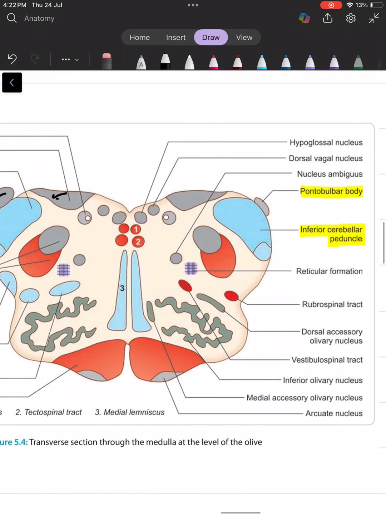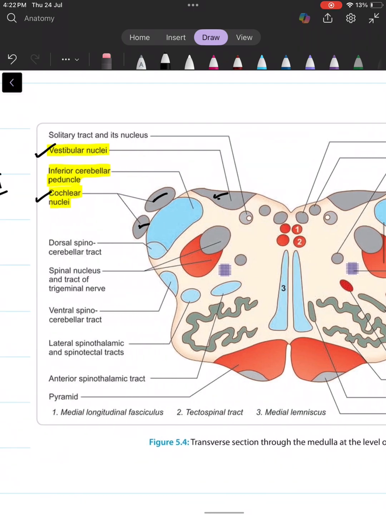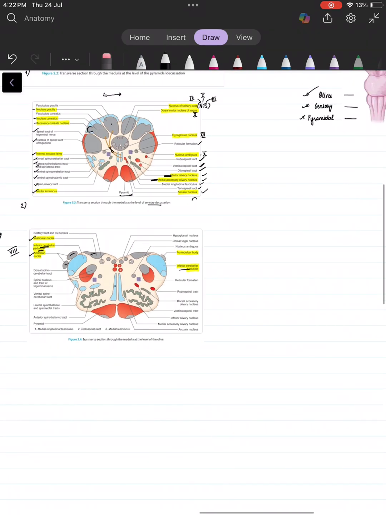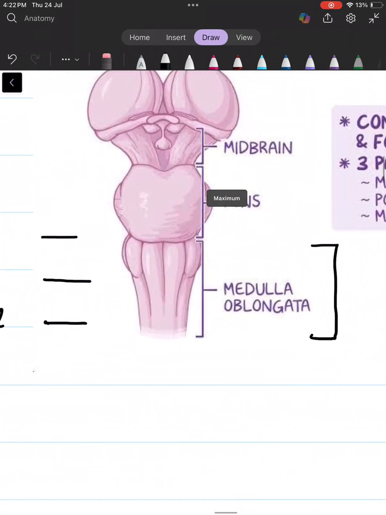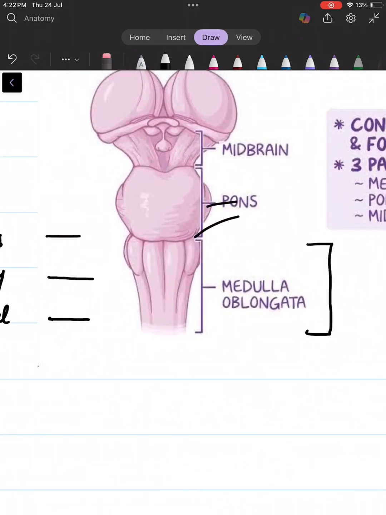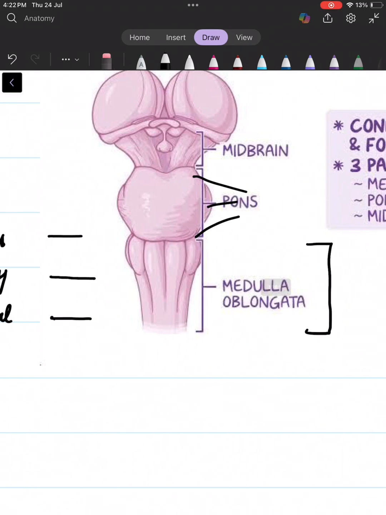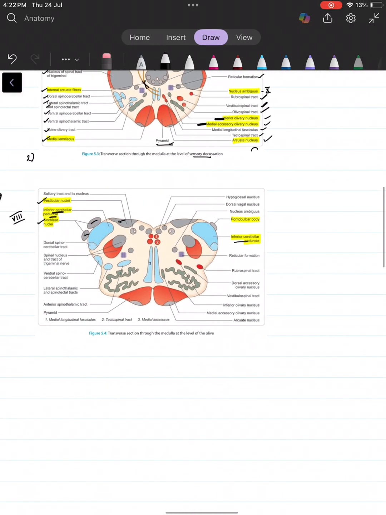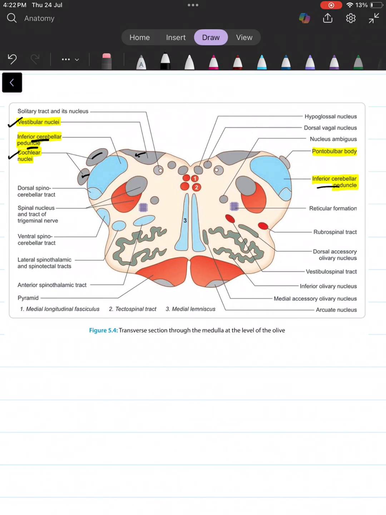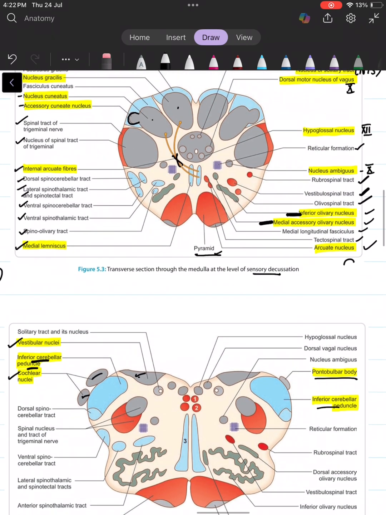Then on both sides you have something called the inferior cerebellar peduncle. The word peduncle means stalk. So you have 3 cerebellar peduncles, superior, middle and inferior, connecting the brainstem to the cerebellum. And since the medulla is lower, in blue here we have the inferior cerebellar peduncles. Then you have a pontobulbar body, which has some autonomic functions like respiration. Apart from this, everything is similar to the previous section.